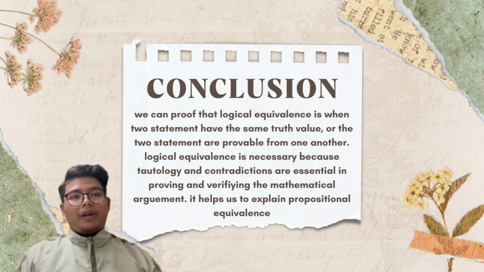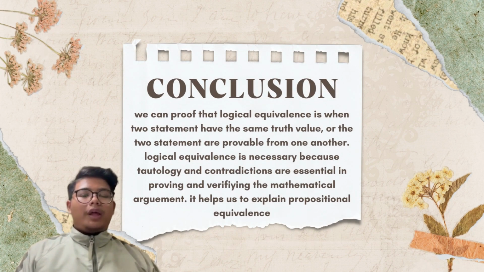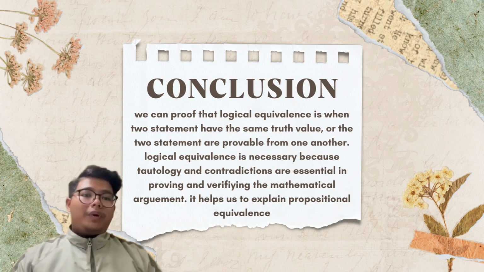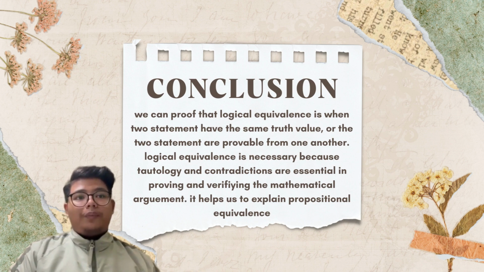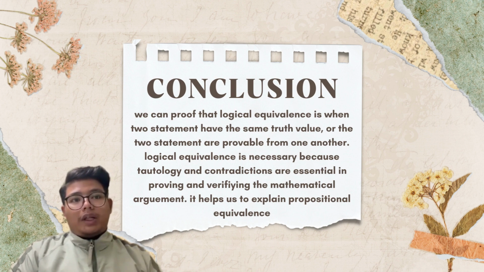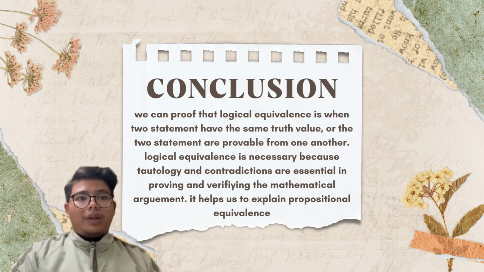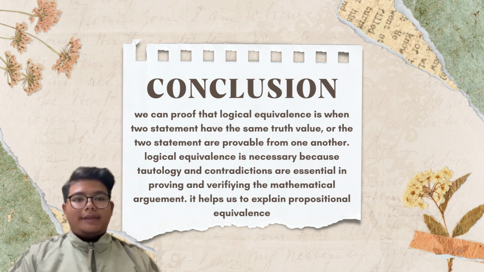For the last part, we go through the conclusion. After we gave you the definition and examples of logical equivalence, we can conclude that logical equivalence is when two statements have the same truth value, or the two statements are provable from one another. Logical equivalence is necessary because tautology and contradiction are essential in proving and verifying mathematical arguments. It helps us to explain propositional equivalence.